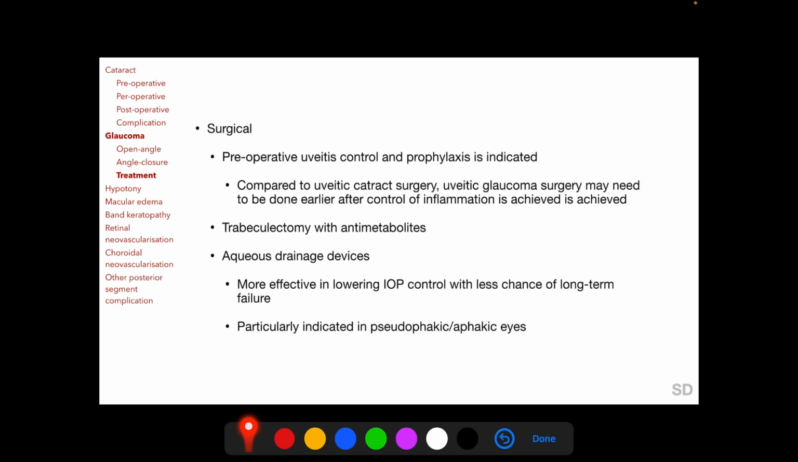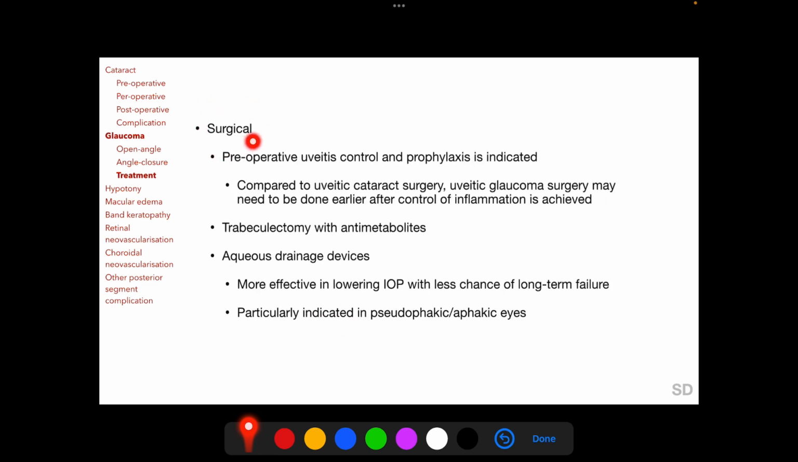When surgical therapy for uveitic glaucoma becomes necessary, when medical treatment of glaucoma fails, preoperative uveitis control and prophylaxis against recurrence of uveitis following surgery is indicated, just as prior to cataract surgery.